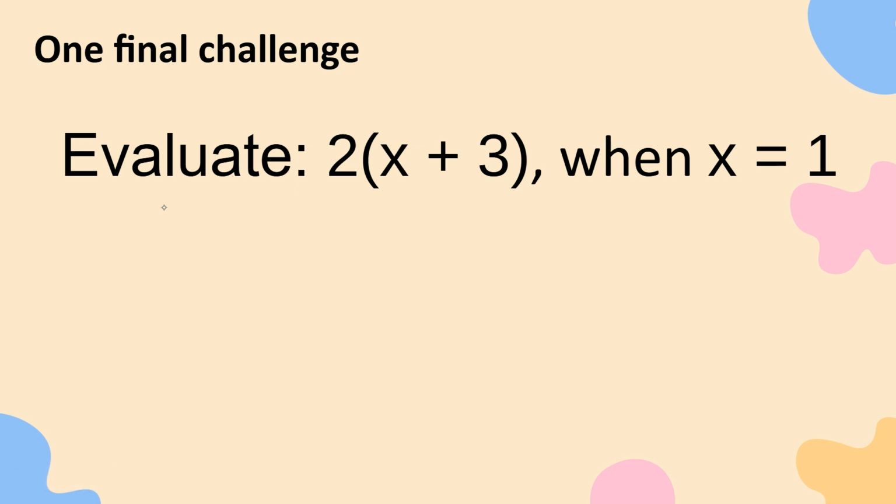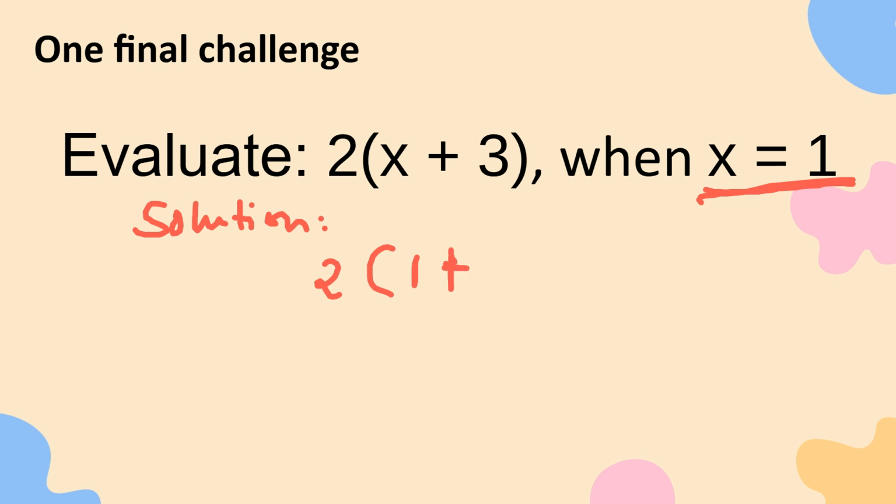Let's write our solution. Let's activate our pen again. So we have our solution. The assigned value for x is 1, so all we have to do is replace x with 1. So we have 2 times the quantity 1 plus 3.